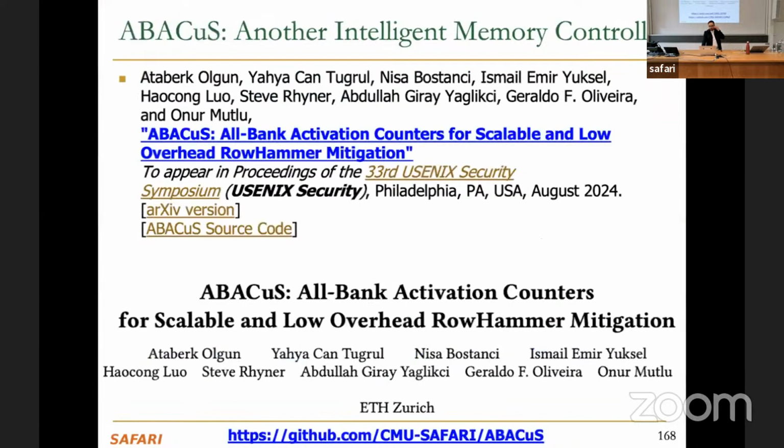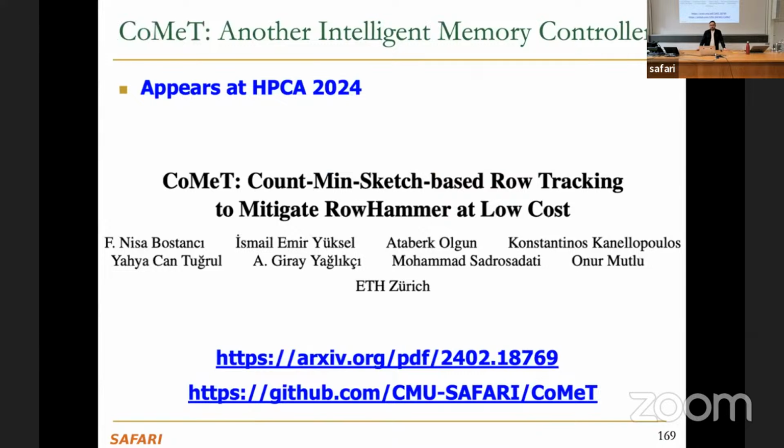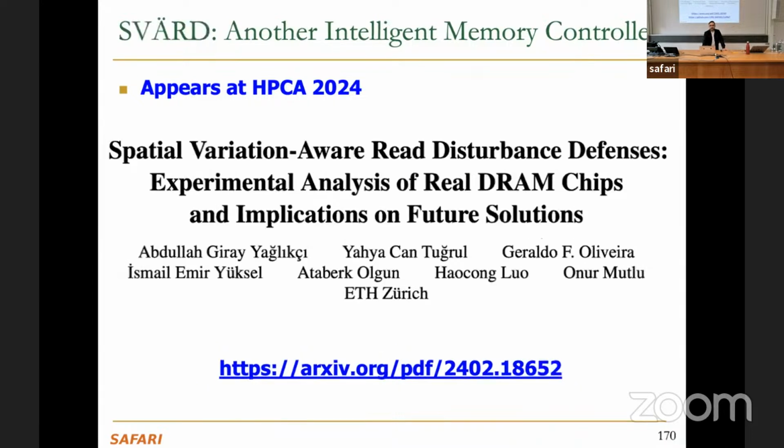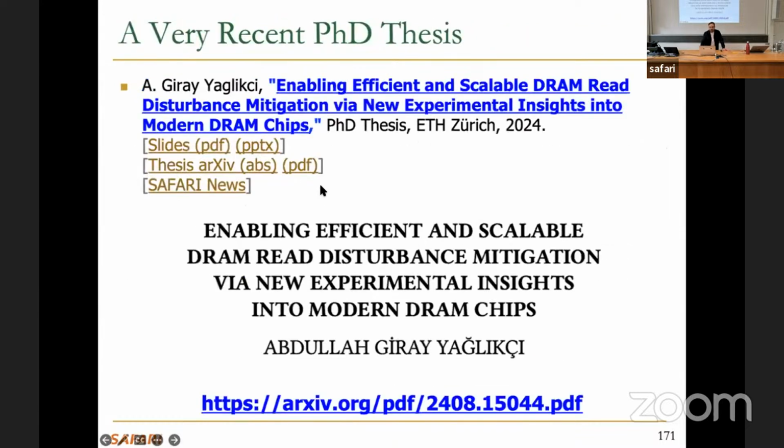So we have more papers that are published this year. Abacus is a paper for RowHammer mitigation published in USENIX Security in August. And Comet is an HPCA paper. It's also about RowHammer mitigation. Nisa in the front row will talk about both of them tomorrow. Please attend the lecture. Spatial Variation-Aware Disturbance Defenses is my paper that was published earlier this year. I will also talk about it tomorrow.